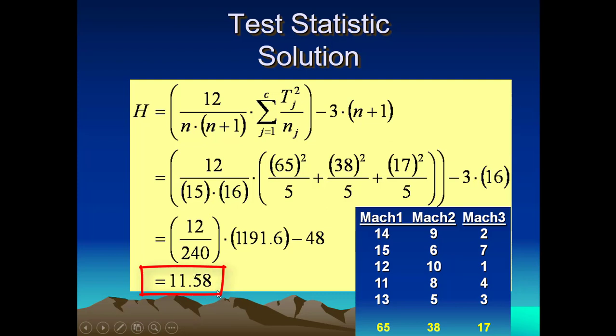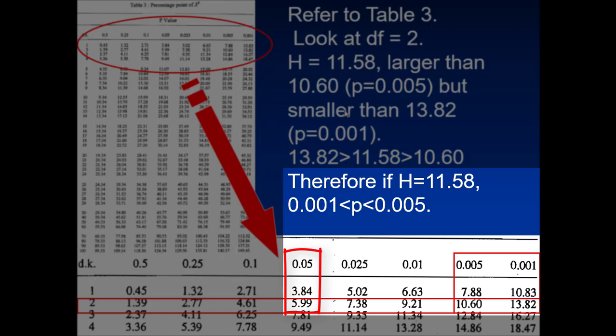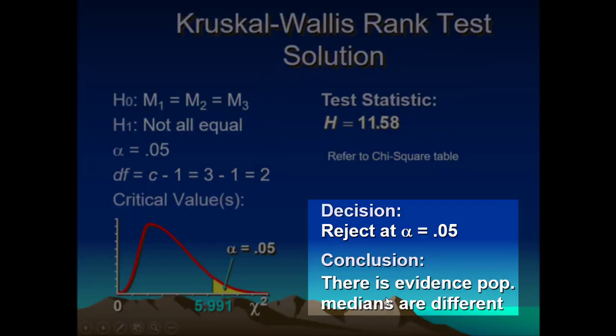So this 11.58, you put H as 11.58. You refer to the chi-square table. Which table? You're going to refer to the degree of freedom 2. So degree of freedom 2, the cutoff point is 5.99. Your value is 11.58, so it is very significant. You can see here, the p-value is between 0.001 and 0.005. Okay? And with that value, you can come up with the result. So the result is there is a significant difference of filling time between the 3 machines.